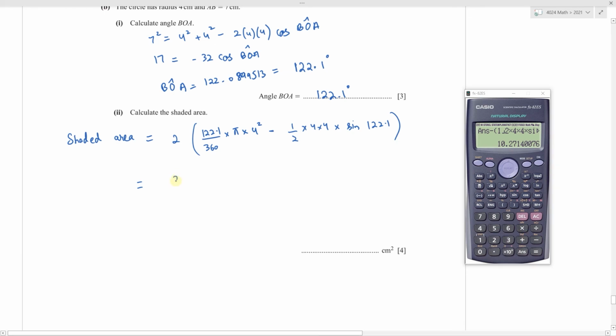So this is 2 into 10.2714, and if I multiply it by 2, which is 20.5428, so up to 3 significant figures I can write it as 20.54 centimeter square. So this is your shaded area, 20.54 centimeter square.